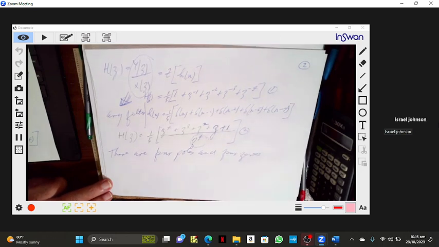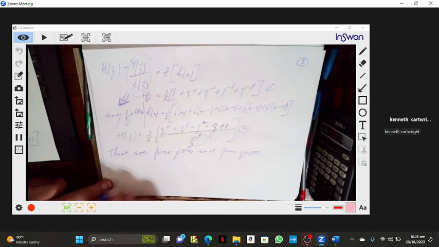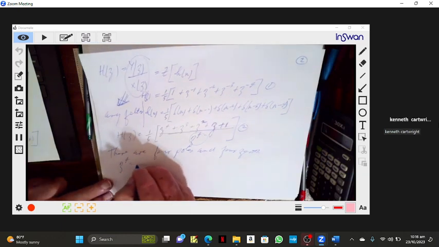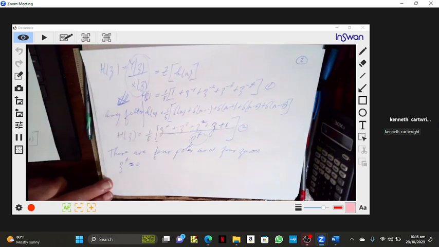Whatever is in the denominator, you set it to 0. All right. What do we have in the denominator, Mr. Johnson? z to the power 4. z to the power 4 equals 0. You're telling me you can't solve that equation? If you can solve this equation, please go ahead and solve it.